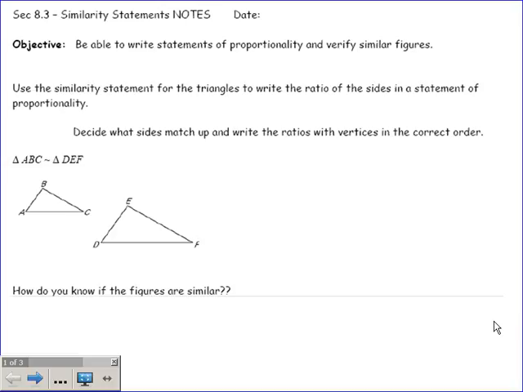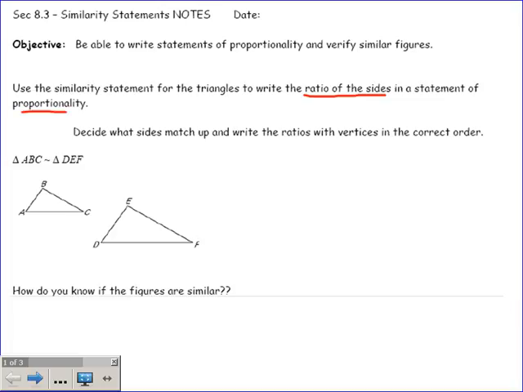Okay. Today, we're looking at similarity statements. It says be able to write statements of proportionality and verify that figures are similar. So we'll verify that we have similar figures. That's what we're going to look at. So it says use the similarity statement for the triangles to write a ratio of the sides. That's one thing we'll do: write a ratio of the sides in a statement of proportionality.